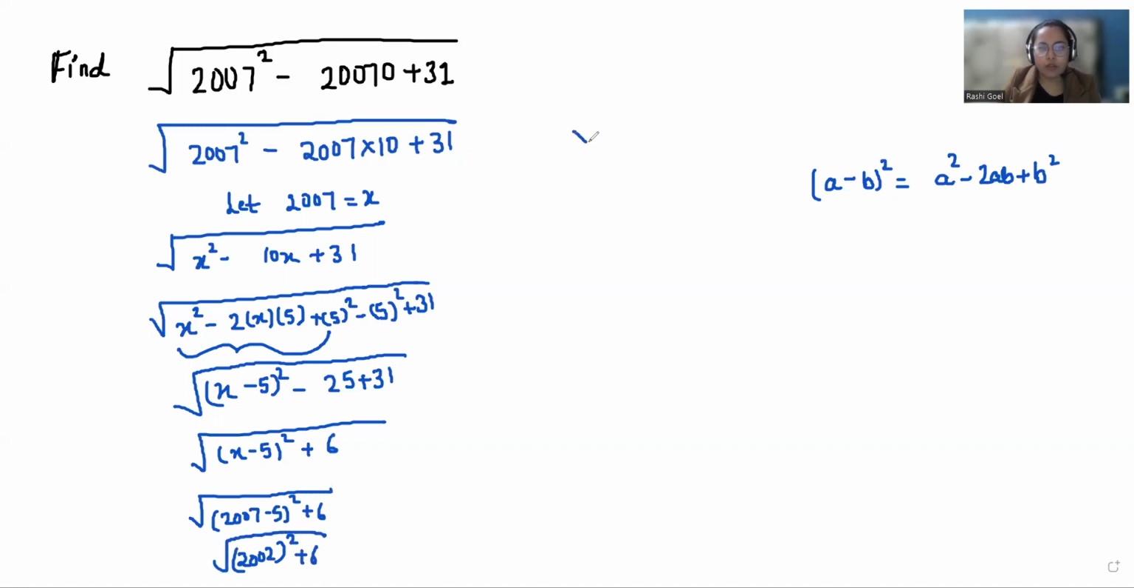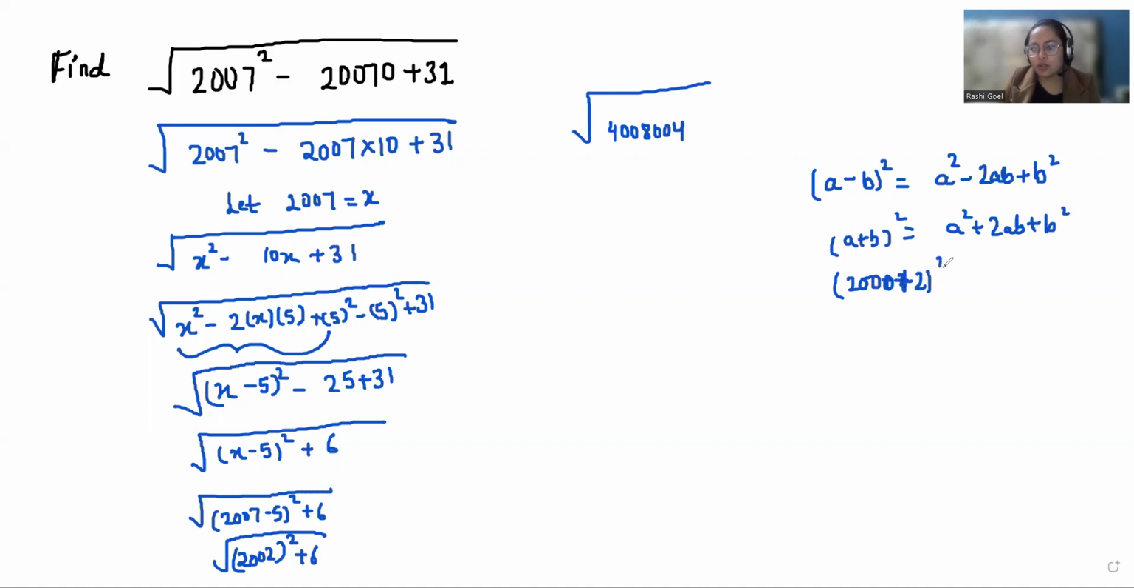And the square of 2002 is 4008004. You can use the identity (a plus b) whole squared equals a squared plus 2ab plus b squared, or you can write (2000 plus 2) whole squared, and then you'll reach the answer 4008004 plus 6. After adding 6, this looks like 4008010.